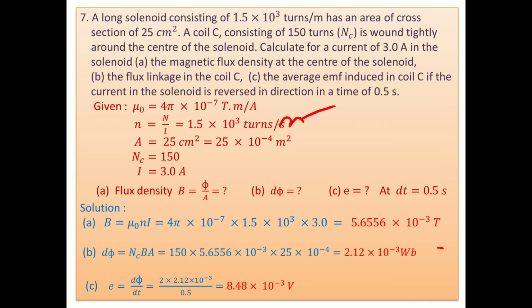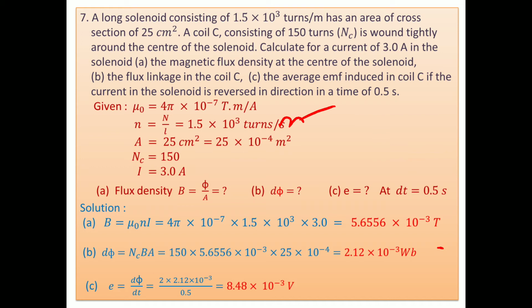So NBA cos θ means cos 0. You can take directly NBA. The number of turns is 150. How can we calculate this number of turns? You know the length is there, N upon L. Here N is 150, and the length of the solenoid, 5.6, is given.